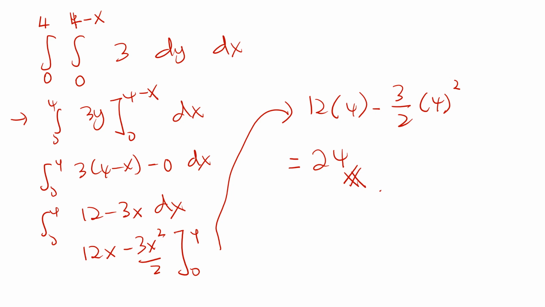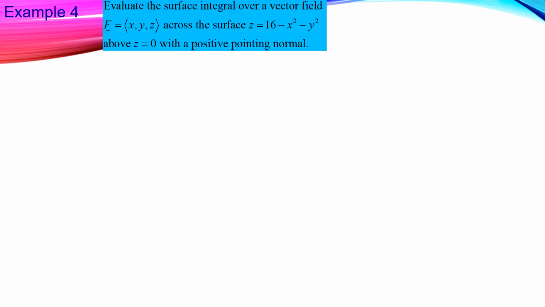So the flux of F across the tetrahedron z equal to 4 minus x minus y is 24. Alright, Bismillahirrahmanirrahim. Let's move to example number 4: evaluating the surface integral or flux integral for a non-parametric surface. We now have a vector field F equal to xi plus yj plus zk across the surface z equal to 16 minus x squared minus y squared above z equal to 0, with a positive pointing normal.